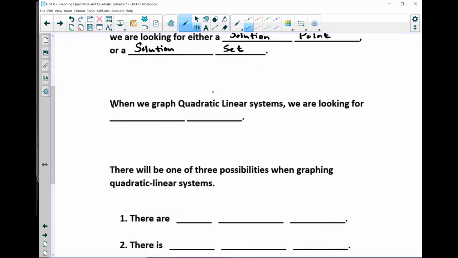When we graph quadratic linear systems, we are looking for solution points. And the distinction here is the S. So this S changes everything. It means that instead of having a single point or a shaded area, we're going to have more than one solution point.